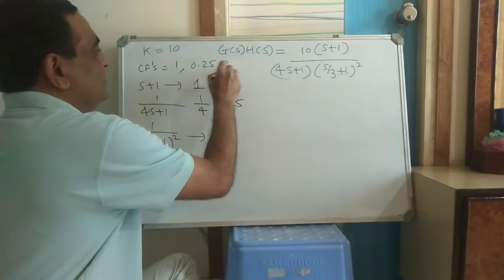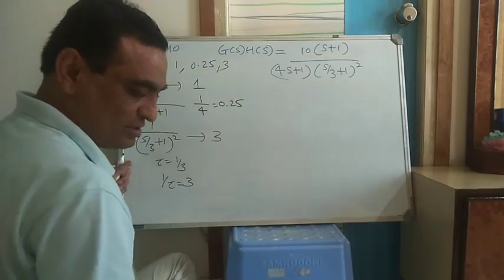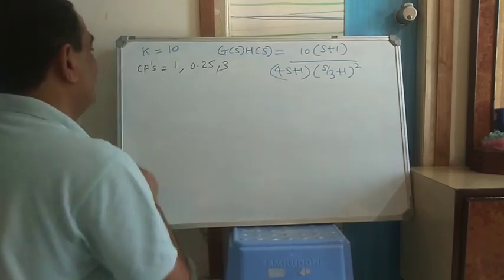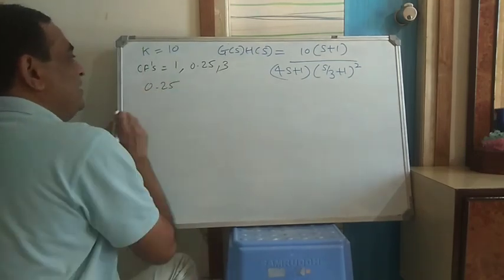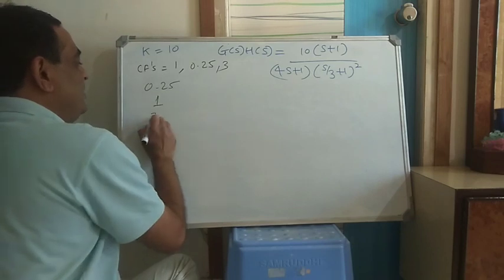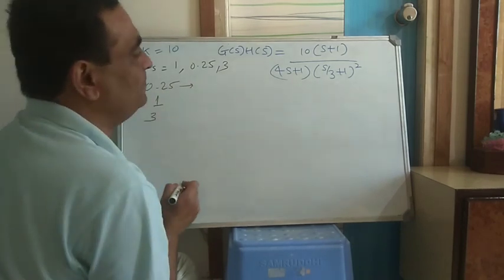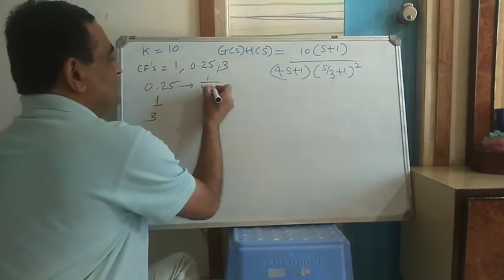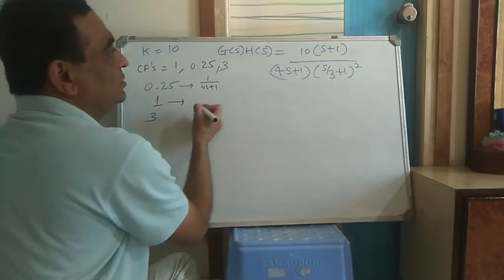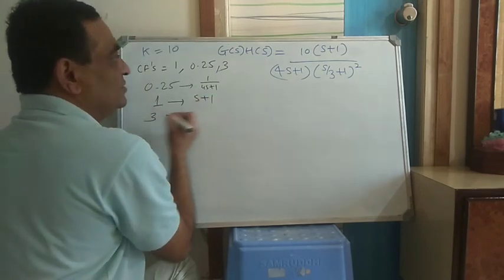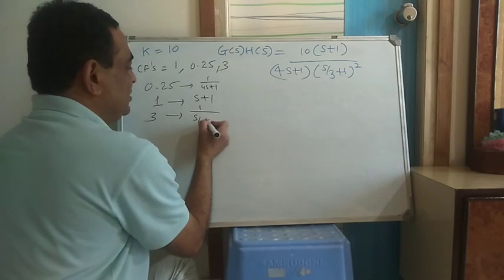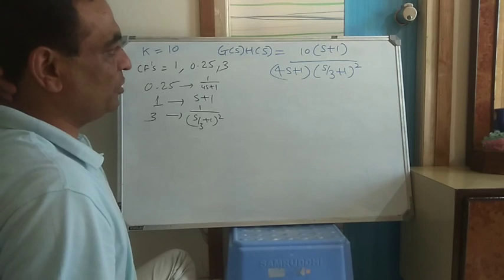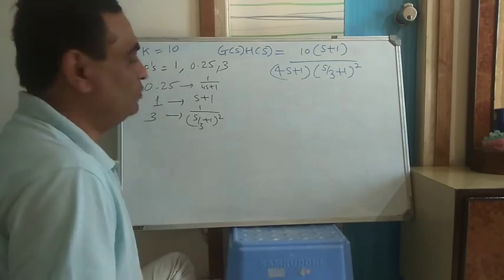0.25 and 3. Now I need to rearrange this. Okay. So how can I rearrange this in ascending order? So the corner frequencies would be first 0.25, then 1, then 3. 0.25 arises from this term, that is 1 upon 4s plus 1. This arises from s plus 1, and this arises from 1 upon s by 3 plus 1 whole square. All right. So we have computed the corner frequencies now.